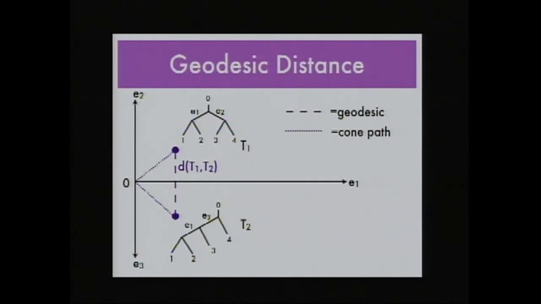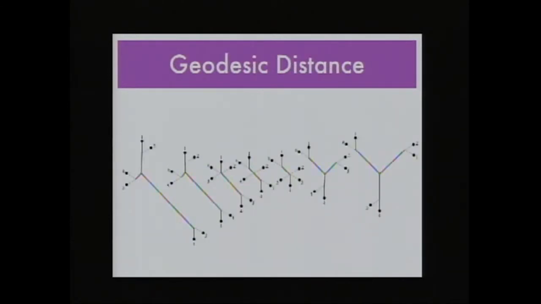And that's something called the cone path. So we can always get from any tree to any other tree. Just to give you some more intuition about what the geodesic distance is: as you go along one of these geodesics, that's what the shortest paths are called, if you look at the trees as you go along it, you're going from your starting tree and morphing the tree into your target tree.